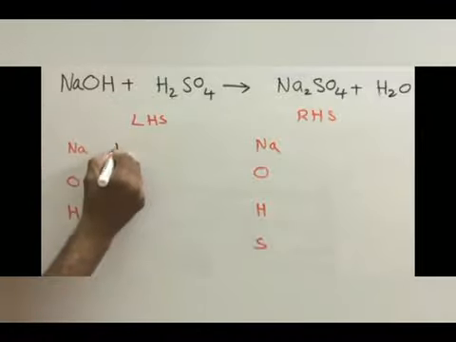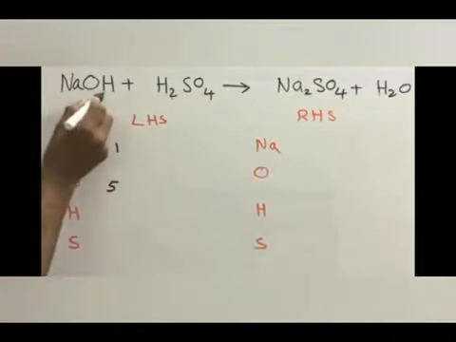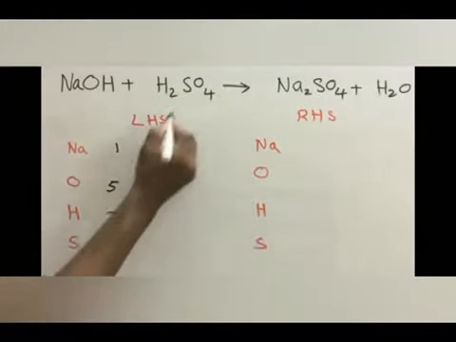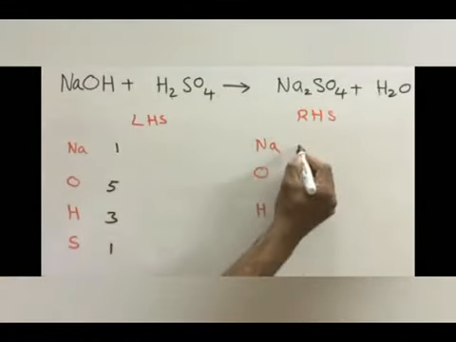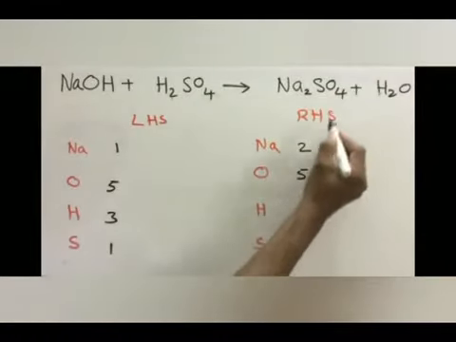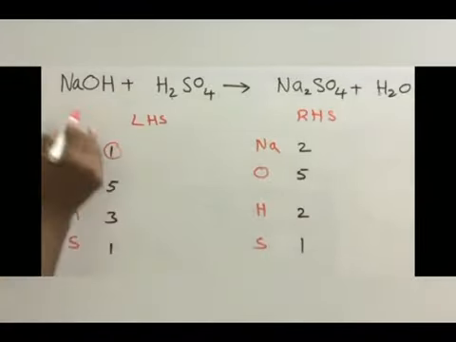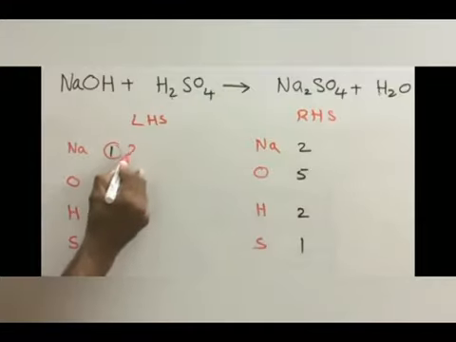Number of atoms Na 1. Oxygen here 1, here 4. Therefore totally 5. Hydrogen 1, hydrogen 2, 3. Sulfur 1. Here Na 2. Oxygen is 4 plus 1, 5. Hydrogen 2. Sulfur 1. Now if you take sodium, you multiply with the 2 in the coefficient place.